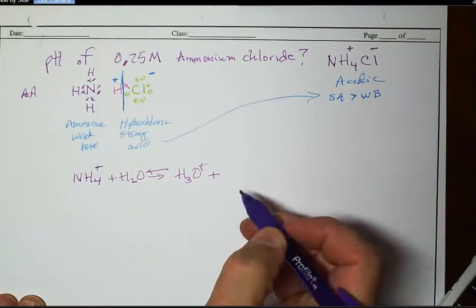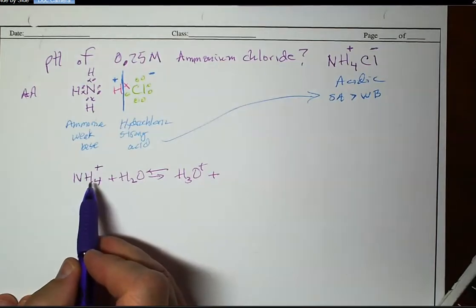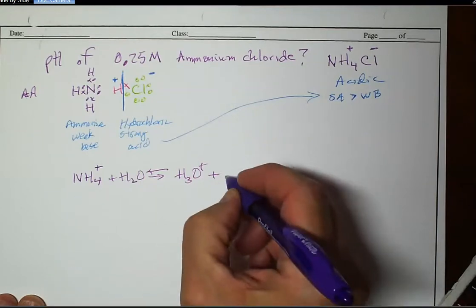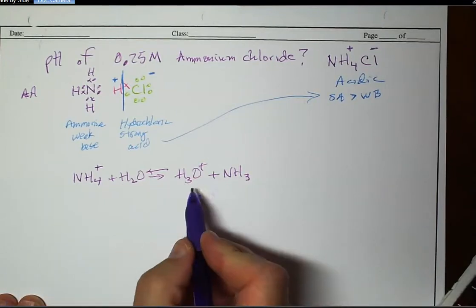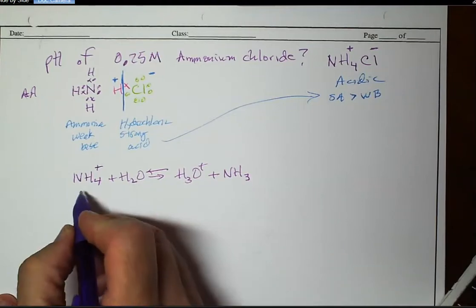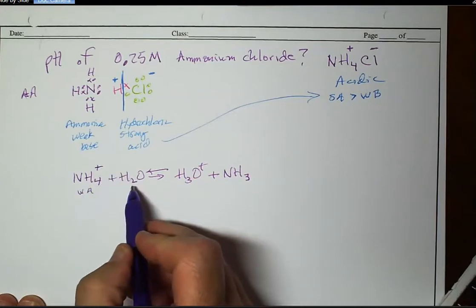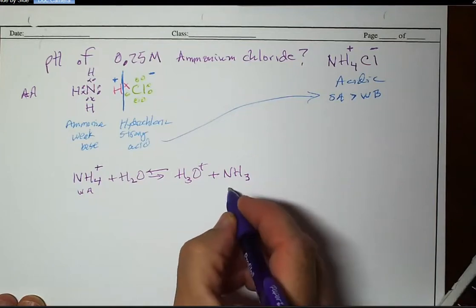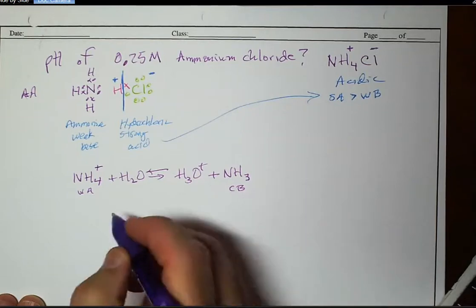And what do we get? When this conjugate acid donates a proton, when we move one of these hydrogens over to the water, what's left of this? What's the conjugate base? It's ammonia. Okay? So it's the production of these hydronium ions that makes this thing acidic. So this is now a weak acid, and it is donating a proton to water to form hydronium, which is what acids do, and leaving behind its conjugate base, which is ammonia.